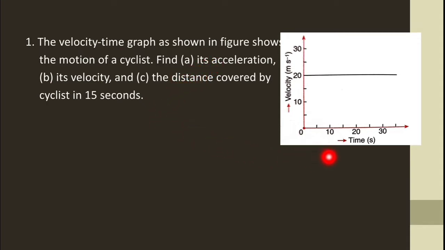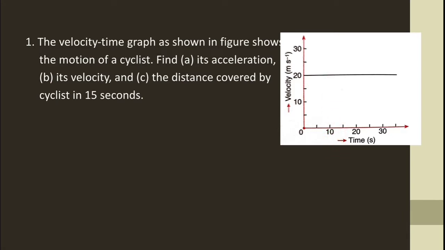So let us see. Here from this graph, it is clear that this is the velocity-time graph in which time is represented along the x-axis in seconds and velocity is represented along the y-axis in meter per second. Again from this graph, you can conclude that at time t equals 0 seconds, the cyclist has a certain velocity of 20 meter per second. And after 10 seconds, the cyclist has the same velocity of 20 meter per second.